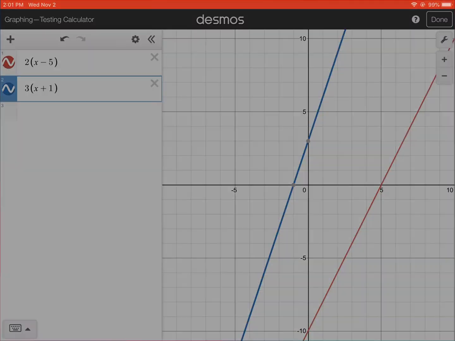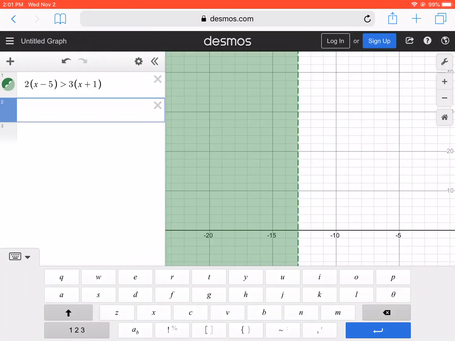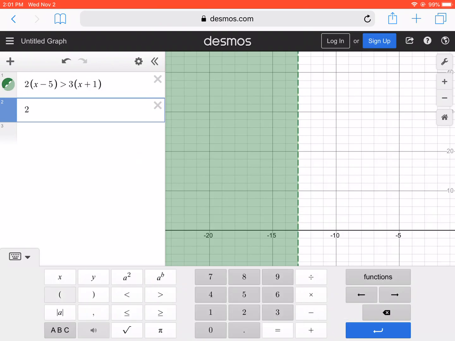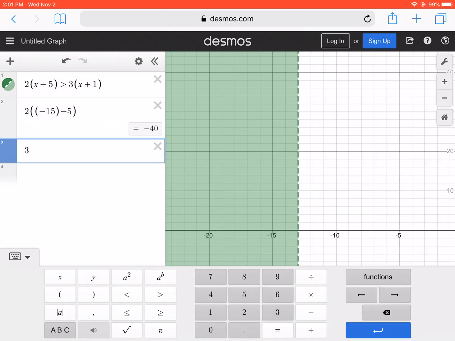So we're going to say 2 times, and when I plug things in, I'm going to use parentheses, (-15) minus 5, and then on the other side 3 times, and we picked negative 15, so put your parentheses. The question is, they're not going to be equal because there's the inequality symbol right there. So the left side should be bigger than the right side. Is that negative 40 bigger or greater than negative 42?